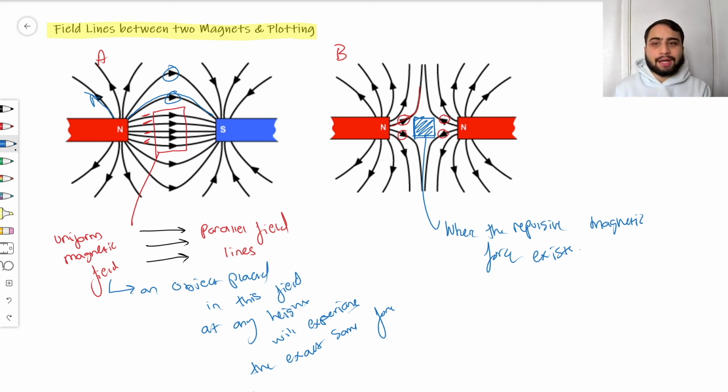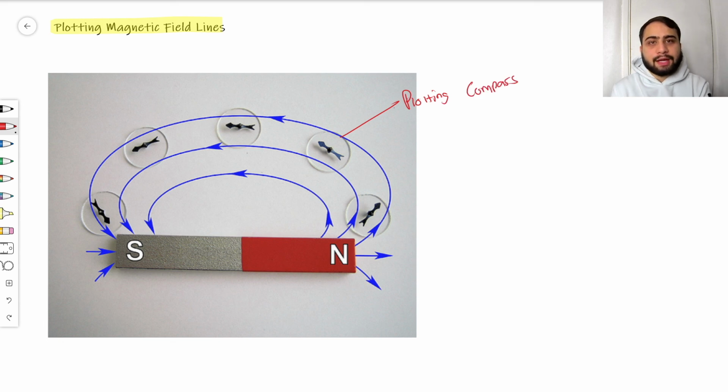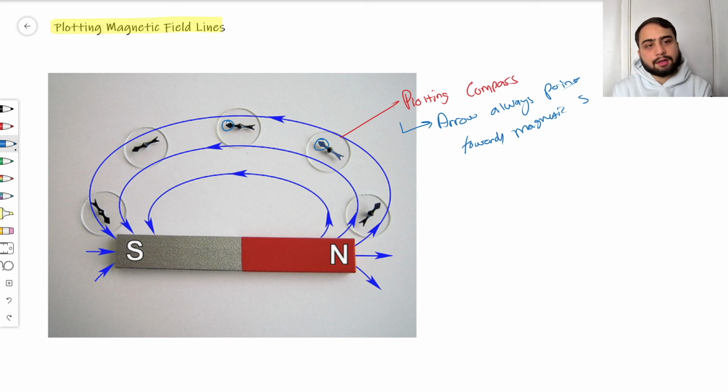Okay, so now let's have a look at how these magnetic field lines are actually plotted, right? How do we know they really exist? So we plot them using a very special type of compass. Well, it's actually not special at all. I just call it that. It's called a plotting compass. Okay, so one thing that you need to understand about this compass is that the arrow, so we can see that all these plotting compasses are just like little arrows, right? The arrow always points towards magnetic south. Okay, so that's just a key feature that you need to understand about them.